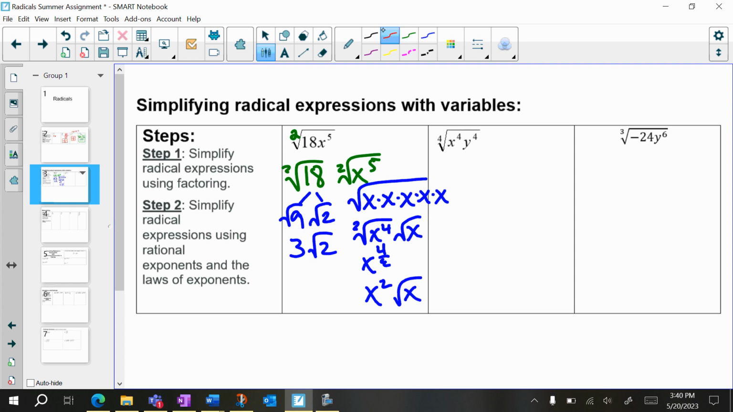So if you put your answers together, you would have 3 x squared, what's outside the radical, and then you could put in 2 and x together. So 3x squared, radical 2x.